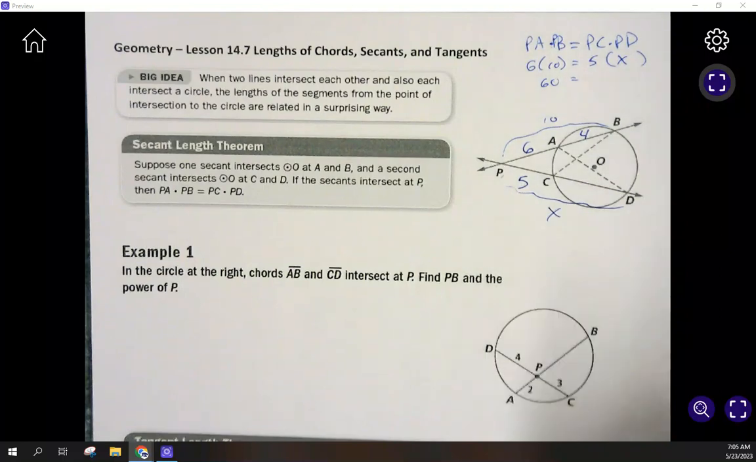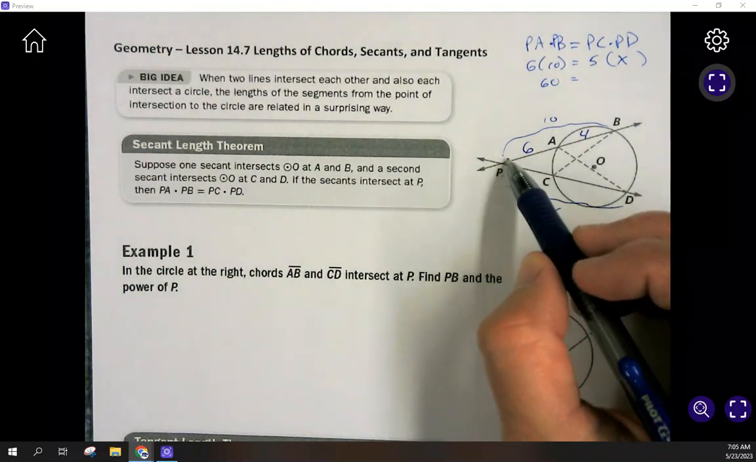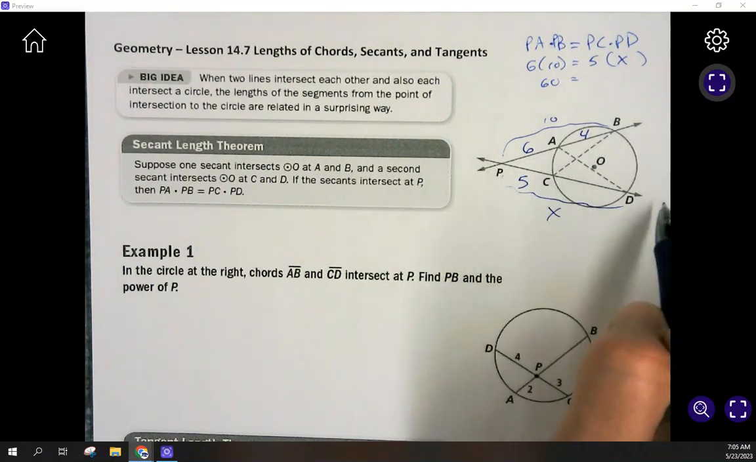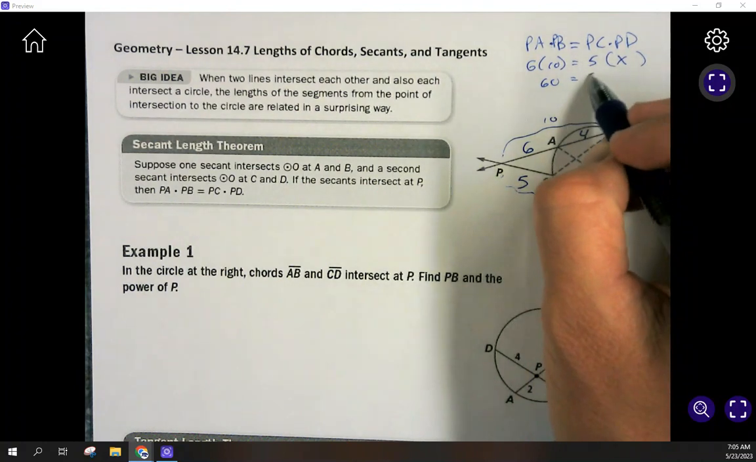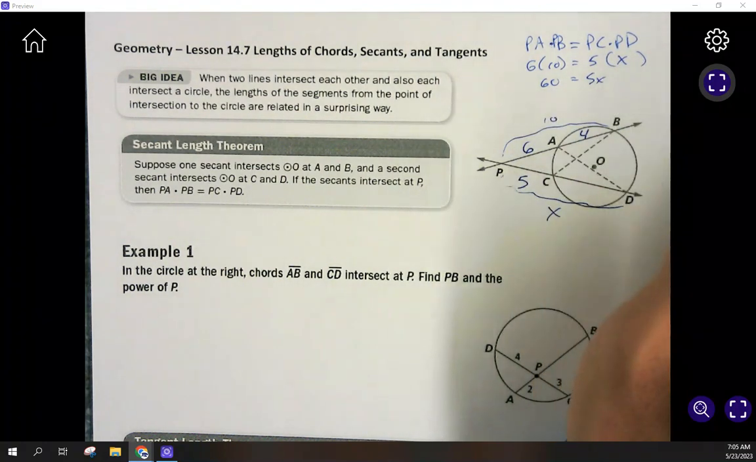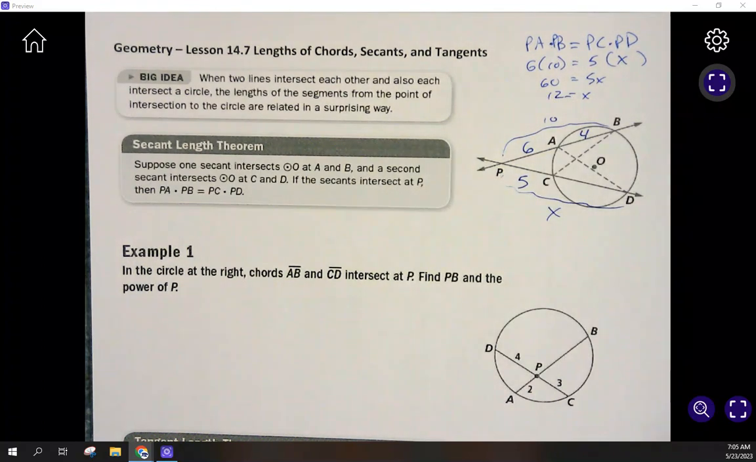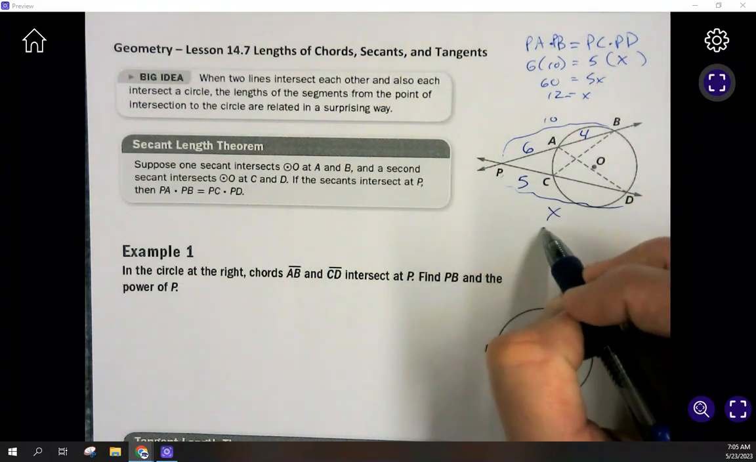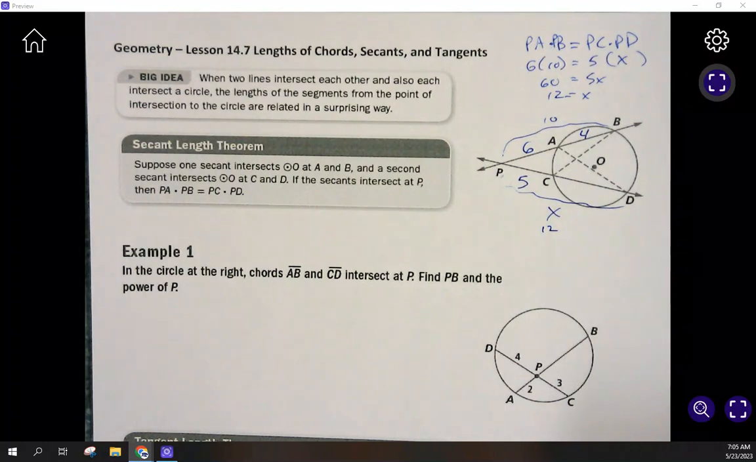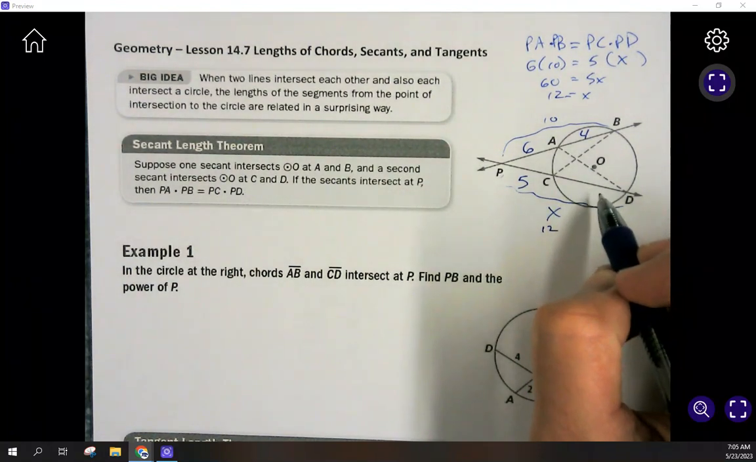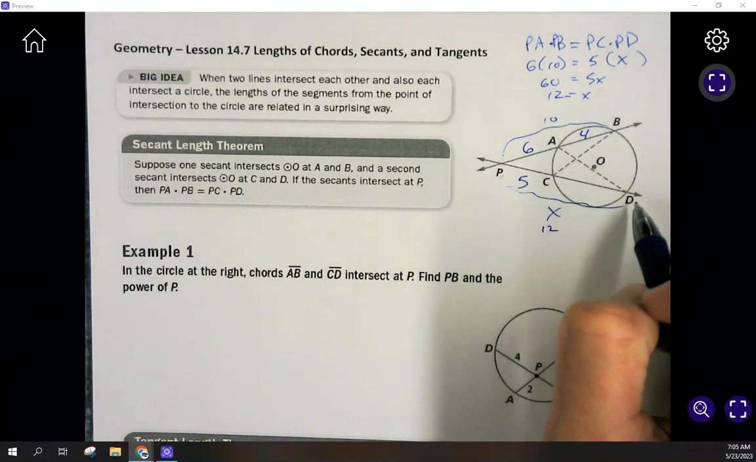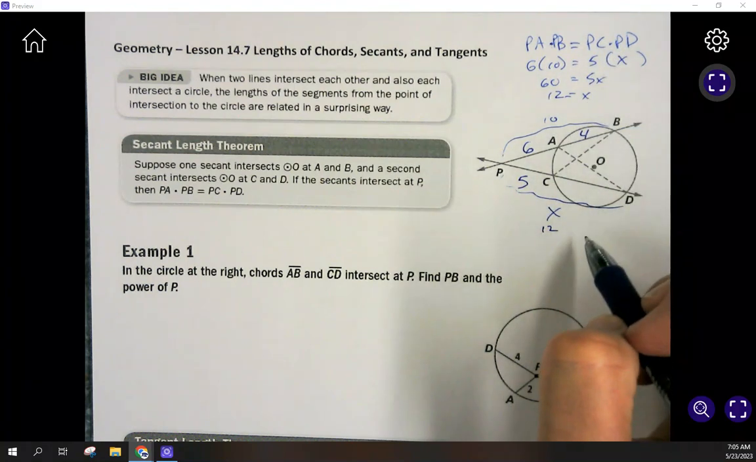So if this is X, I know 6 times 10 is equal to 5 times the whole thing. So this is 5x. I would divide by 5 on both sides, and x equals 12. But this out here is equal to 12. We got to be careful. Everybody wants to put 12 in here. So the full length PD is 12.